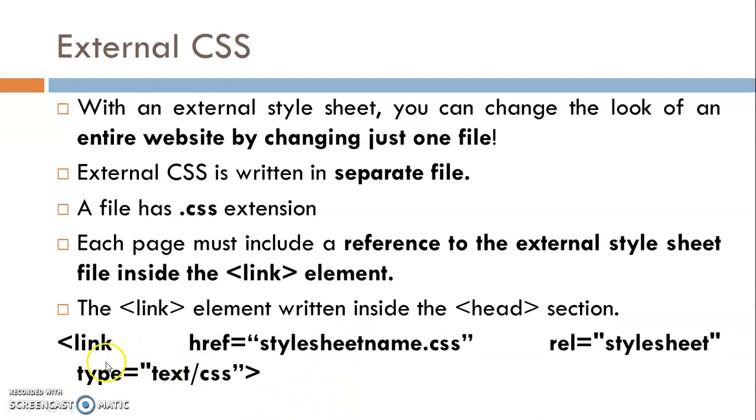So I have to write this code in the head section: link. Then href is an attribute which shows the hyperlink reference, the style sheet name. This is the CSS of our external CSS which is created by us. Then rel means relationship. Then write type equal to text/css. Type means media type. It indicates that the linked document is an external style sheet.